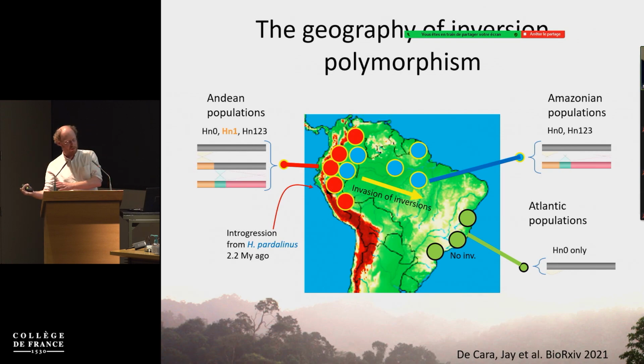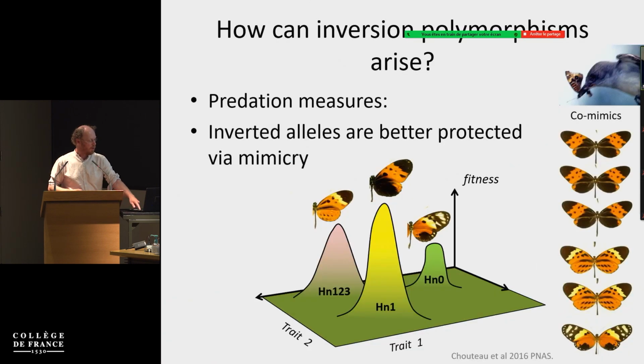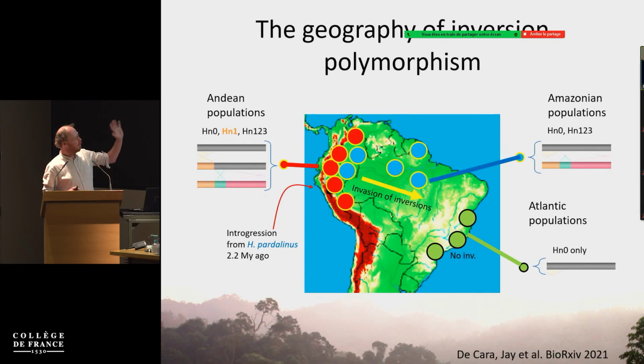And then if you go to the Atlantic populations of Brazil, you only find the standard arrangement, no inversions basically, and little polymorphism. We know that the first inversion came through introgression from another species 2 million years ago, and so we think that the polymorphism originated near the Andes, and then some inversion forms invaded the populations in the rest of the range, but not the first inversion, only the haplotype with the extra 2 inversions.